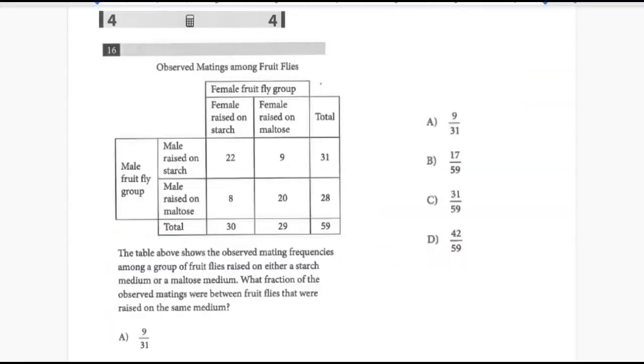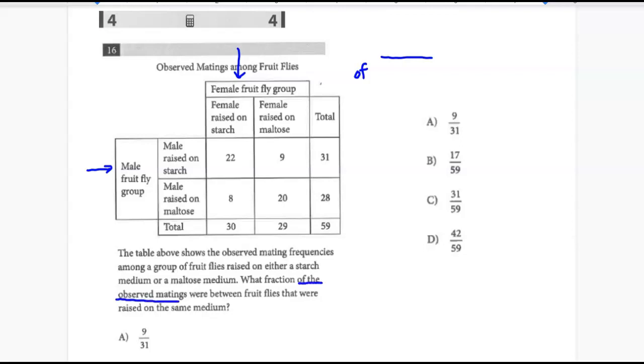Number 16, looks like we have a little two-way table here, so a stats type of problem. Observe matings among fruit flies. So we have males on this side going across. We have females coming down. Looks like whether they were raised on starch or maltose, so the two different variables. So the table above shows the observed mating frequencies among a group of fruit flies. What fraction of, so this is really important, whatever comes after the word of is going to be our bottom number. So what fraction of the observed matings?